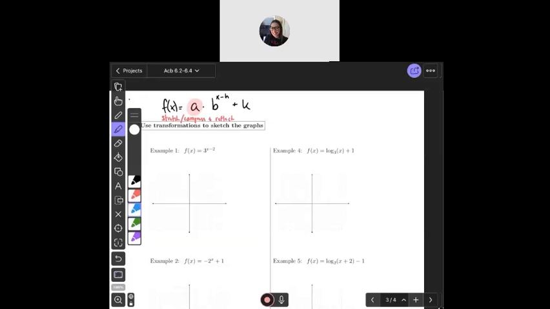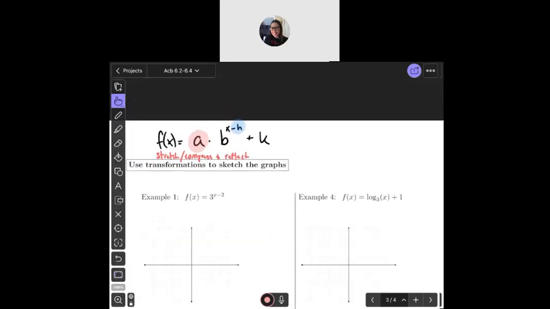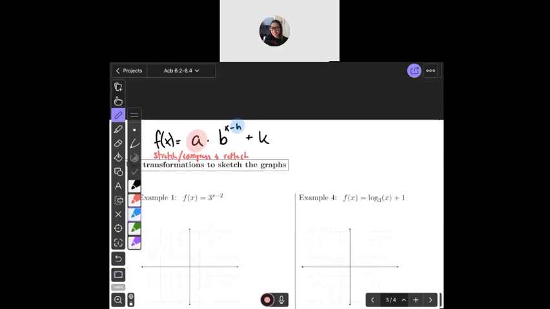All right, and then we go to H. Okay, look where H is, right? It's up in the exponent, right? H has always been inside the function. Remember, H is your liar. So that's your left and right shifts. That's your liar.